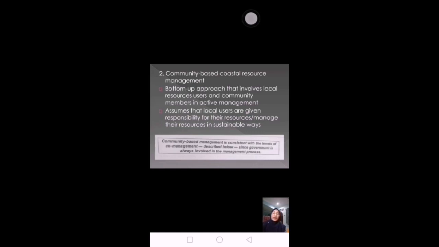That means, for example, in a school, there are principals and all the clerks. So the clerks represent community-based coastal resources management. They can also sometimes make decisions for the school.